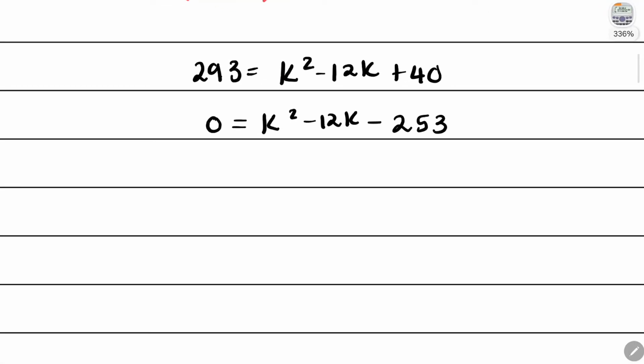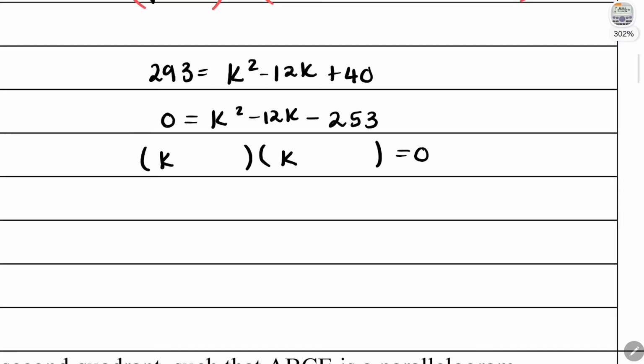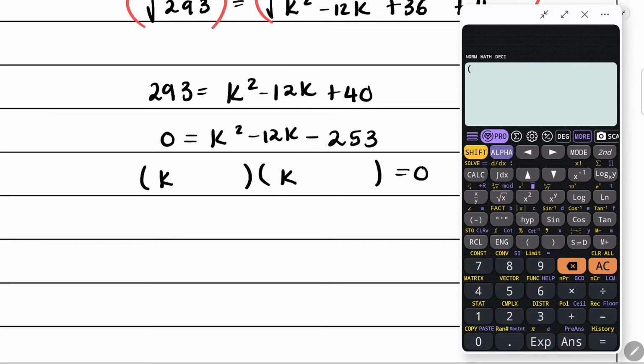So 253, not a very nice number to use, but not a problem. We're going to open up two brackets, equate it to 0. And k multiplied by k gives us k squared. And we need factors of 253, but one needs to be negative, one needs to be positive, and they should give us a 12 in the middle. Now, it ends with 3, so it's an odd number. It may not have a lot of factors. Here's how you can quickly do this. 253 is equal to, and when you press the equal to button, press shift and fact so you can see its factors. And so you see that that's 11 and 23.